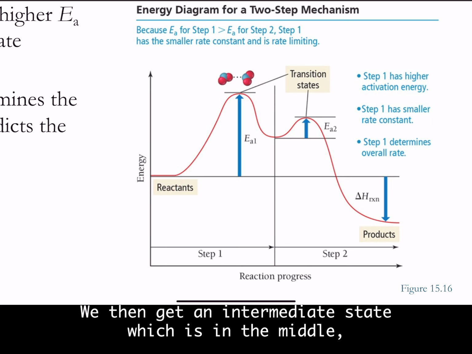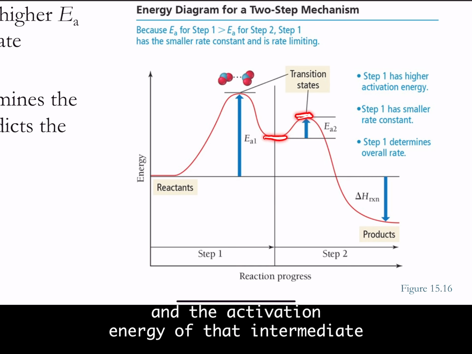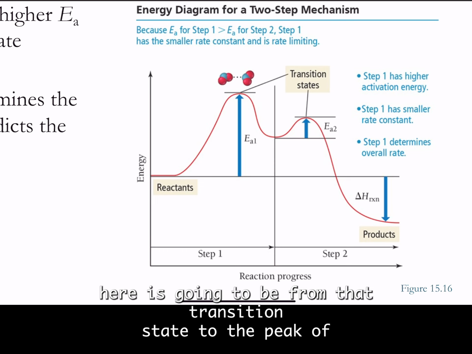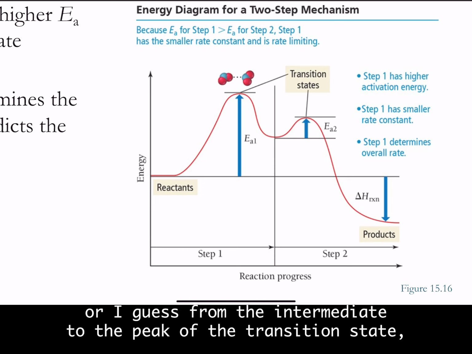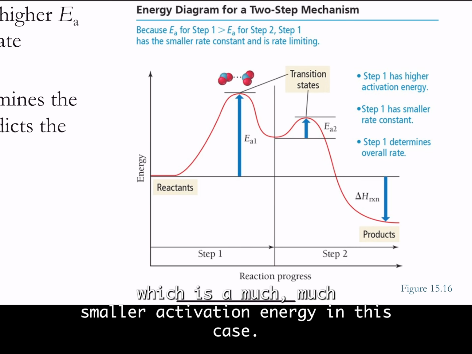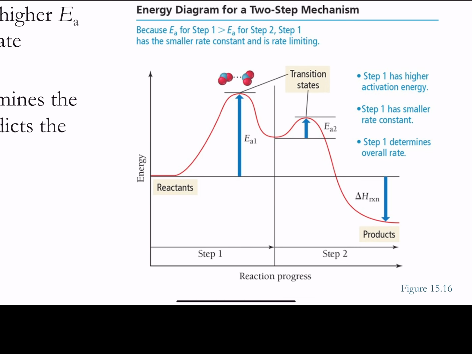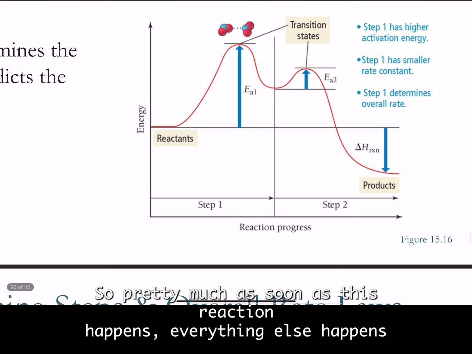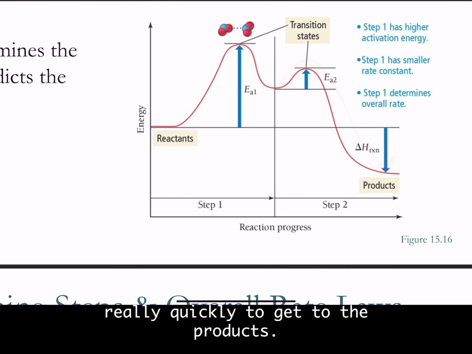We then get an intermediate state, which is in the middle, and the activation energy from the intermediate to the peak of the transition state is a much, much smaller activation energy in this case. So pretty much as soon as this reaction happens, everything else happens really quickly to get to the products.